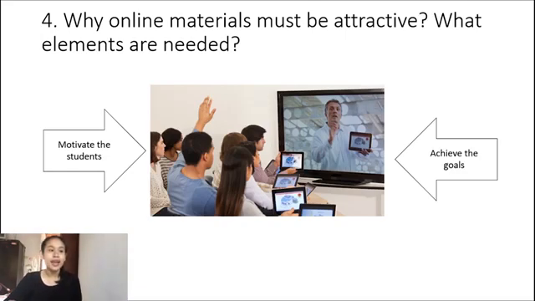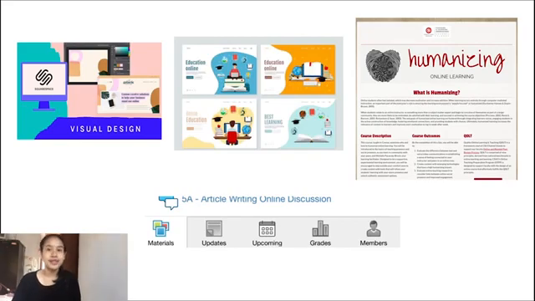And what are the elements needed? The first is visual design. The teacher has to provide a good visual design to make students interested in the material, and also a page layout, and also text with some colors to make it interesting, and also symbols, so students will find it easier to know. For example, like this. The symbols for material updates and upcoming grades make it easier for students.